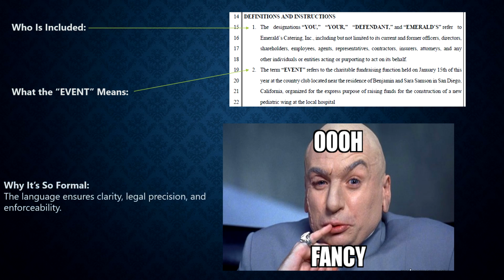As far as why it's so formal, the language ensures clarity, legal precision, and enforceability. It also sets the stage for holding the defendant accountable if they fail to respond properly.